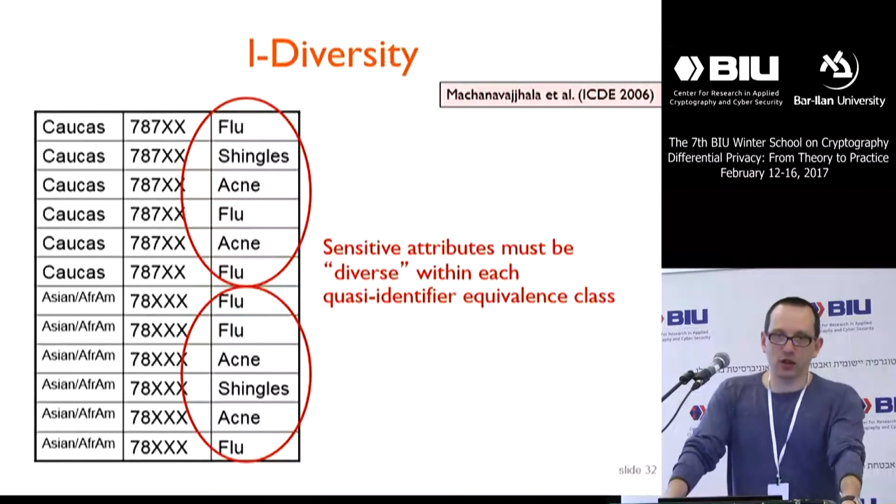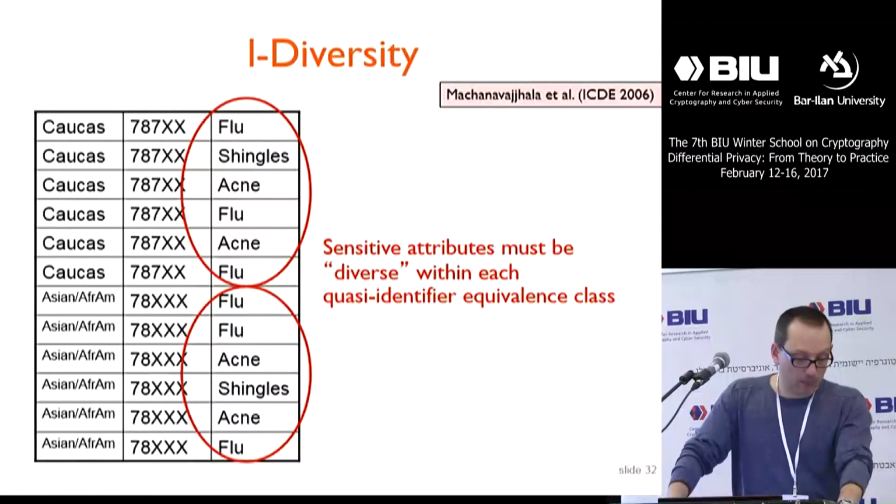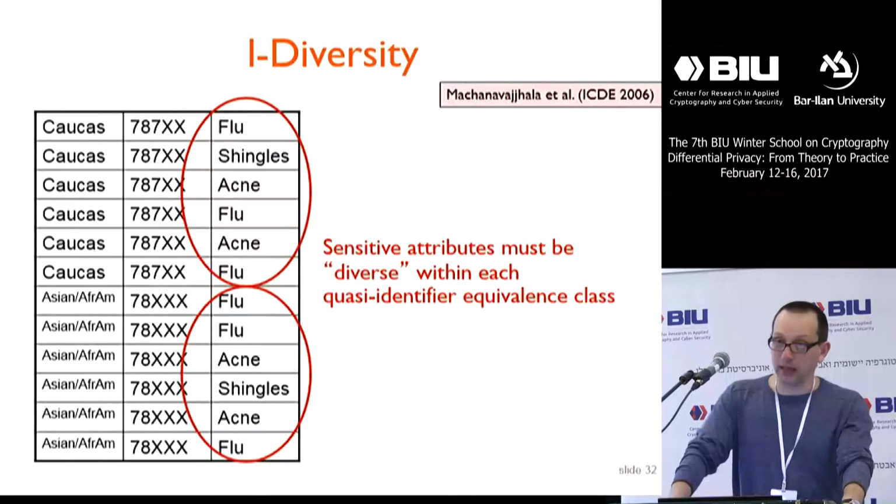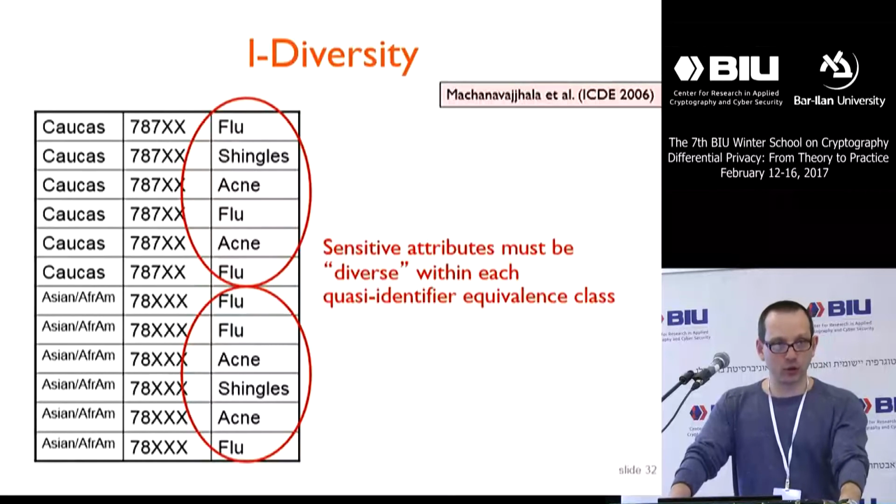So these observations and these weaknesses in K-anonymity gave rise to another concept, another attempt to fix these issues. This is something called L-diversity. That's a little newer than K-anonymity.